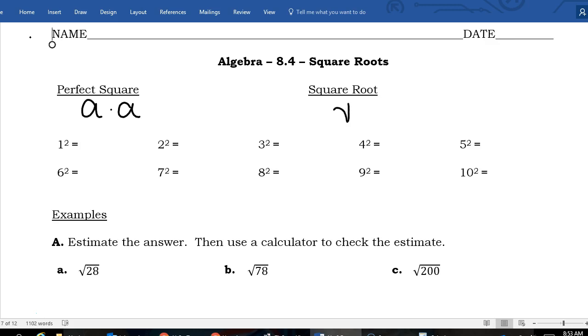A square root is the opposite of that. A square root is when you have a number that, when you take the root of it, results in something times something to get that value. So a perfect square would be when you take the square root of that number and you get a whole number.